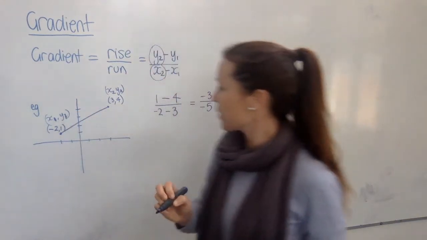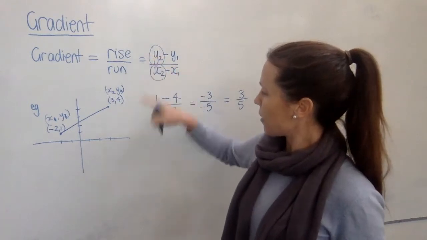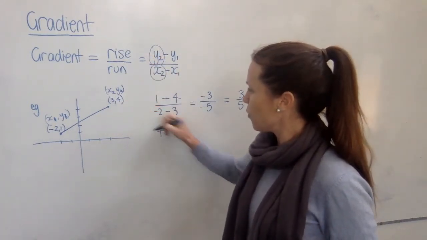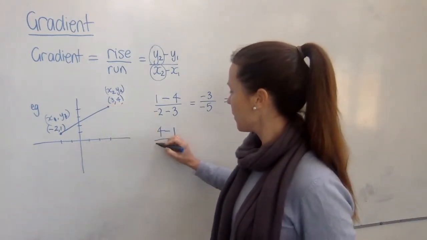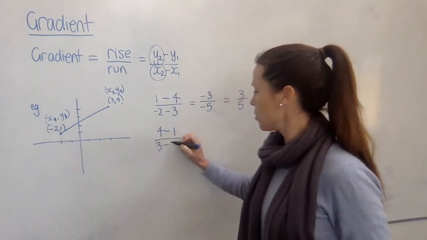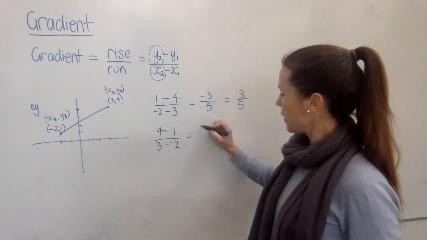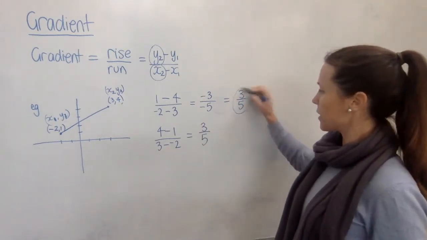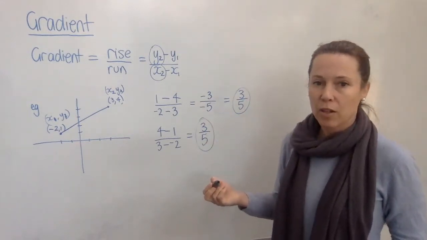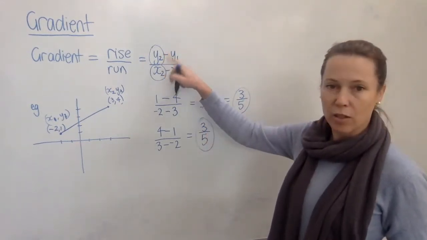Now, if we'd labelled them around the other way, with these being the 2's and these ones being the 1's, then as we started with our y2 here, we would have said 4 minus 1 over 3 minus 2. And that gives us a 3 on the top and 3 plus 2, which is 5 on the bottom, which is the exact same answer. So don't get too bogged down with which is the 2's and which are the 1's.